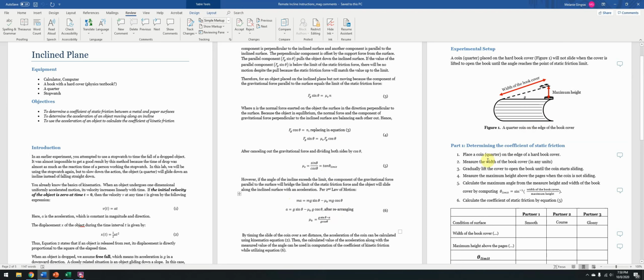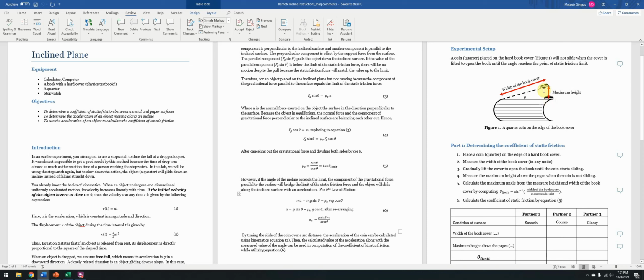So in part 1, you're going to be determining the coefficient of static friction using a hardcover book and a coin. So what you're going to do is prop up the cover of the book and place the coin right at the edge of it. And then as soon as the coin starts to slide, you're going to measure that height. Okay?